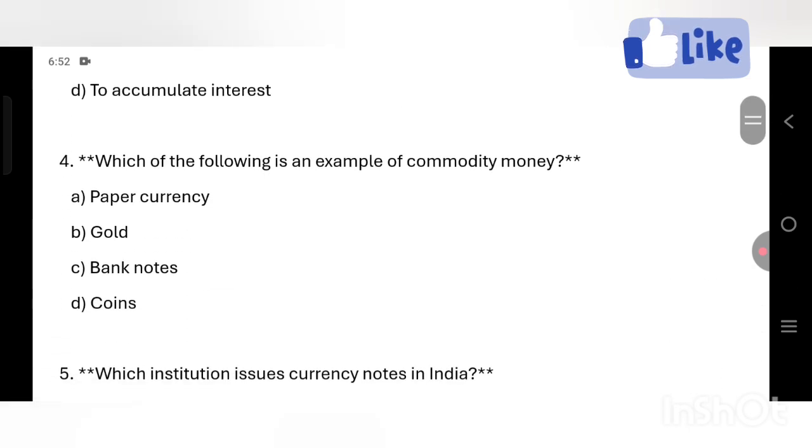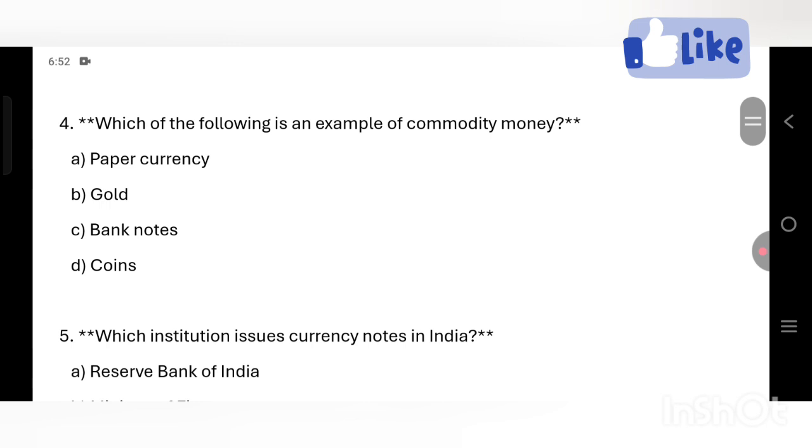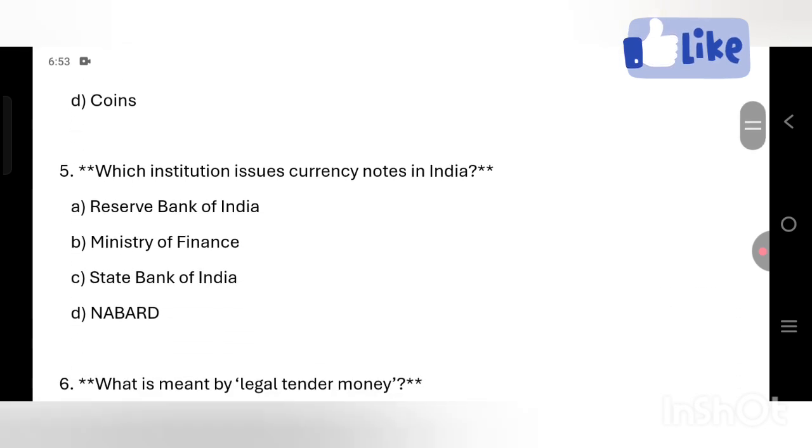Question number 4: which of the following is an example of commodity money? Option A, paper currency. Option B, gold. Option C, banknotes. Option D, coins. And the correct answer is gold. Next question.